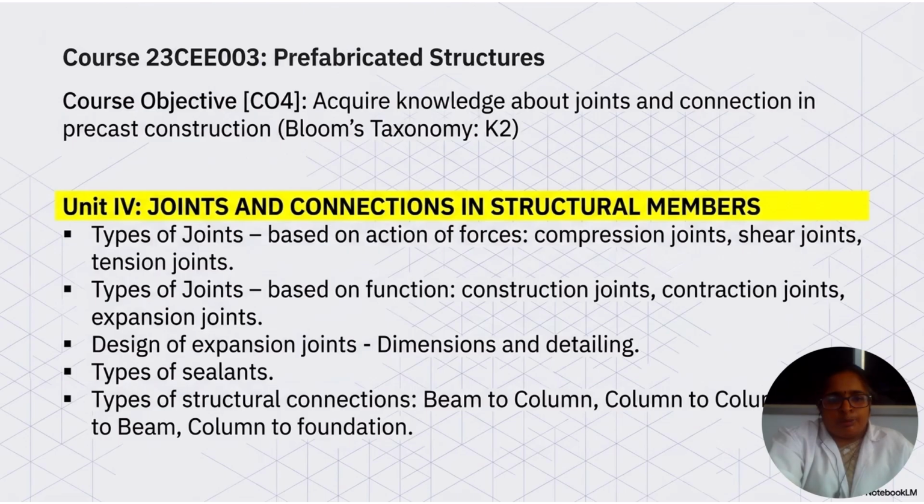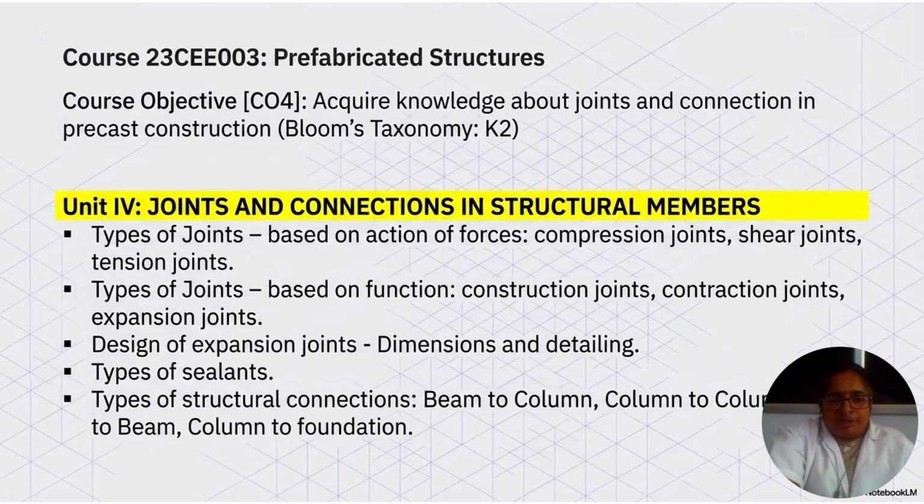In this lecture, we will be discussing joints and connections in structural members, which is in Unit 4 in prefabricated structures. The objective of this unit is to acquire knowledge about joints and connections in precast construction. In this unit, we will be dealing with the types of joints, which are classified based on the action of forces into compression joint, shear joint, and tension joints. Based on the function, they are classified into construction joints, contraction joints, and expansion joints.